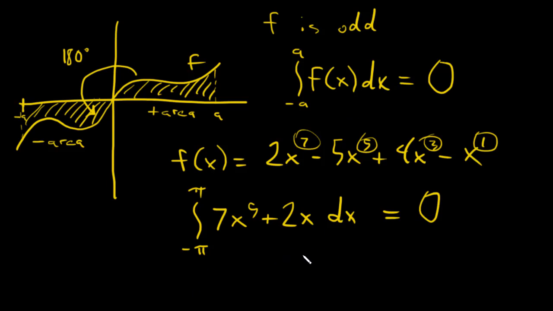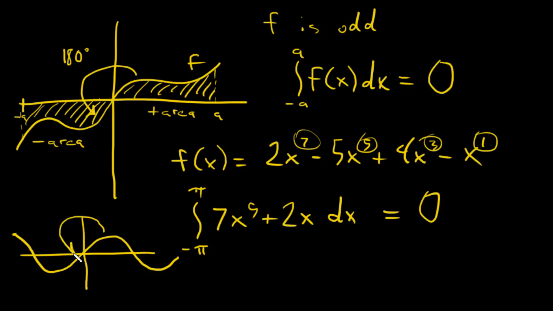Same thing for the cosine was even, sine is odd, because if I look at the sine function, it looks like this. What does it look like on this side? It is what I would get if I took the right side and rotated 180 degrees around the origin. So if I integrate from here to here, you can already see this area is negative, this area is positive. I add them together, I get a 0.